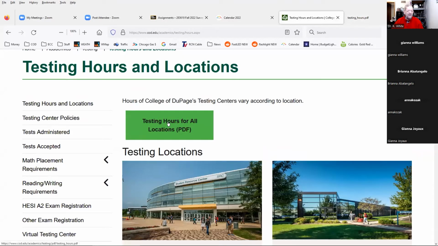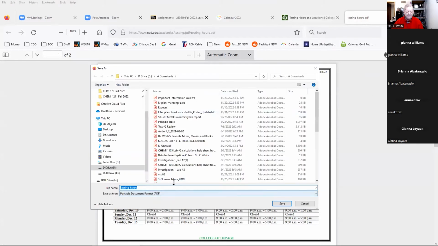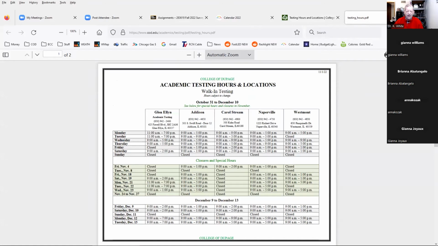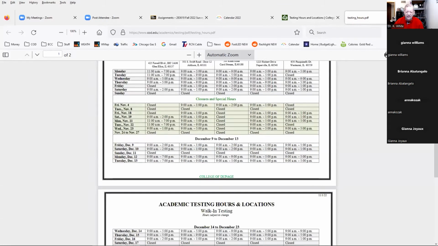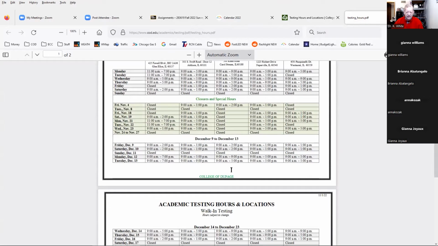If you're looking for it, at the very top, if you put in Google COD testing center hours, it'll take you here and you see this little green box. Click on it, and that's the PDF I have here, which I'm going to download since I probably will be using it again. And you can only take the test and the final at Glen Ellen, none of the others. Okay. Any other questions about upcoming?